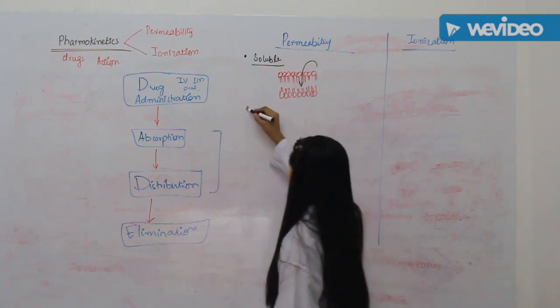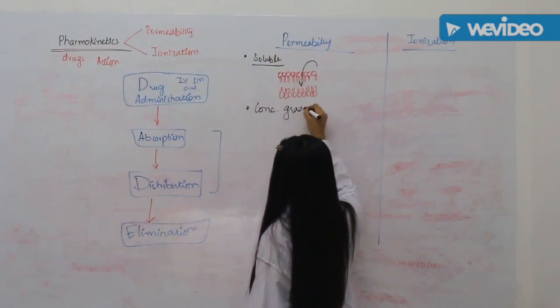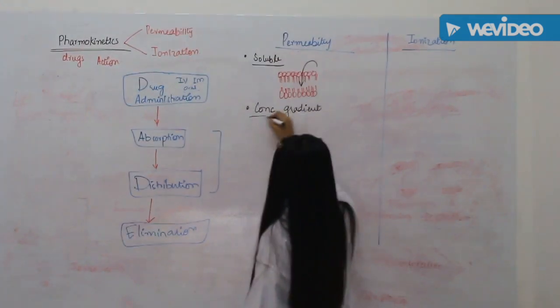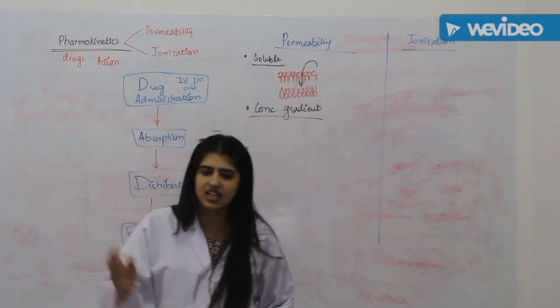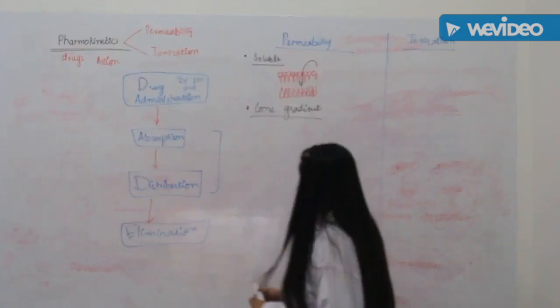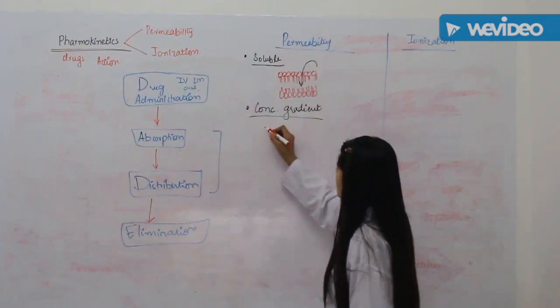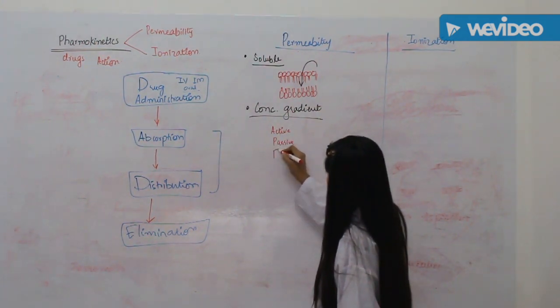Okay. Then there is the concentration gradient. We have already discussed concentration gradient in physiology: there is facilitated diffusion, there is active transport, there is passive diffusion and stuff like that. So in that we can say that it is active, or it is passive, or it is facilitated.